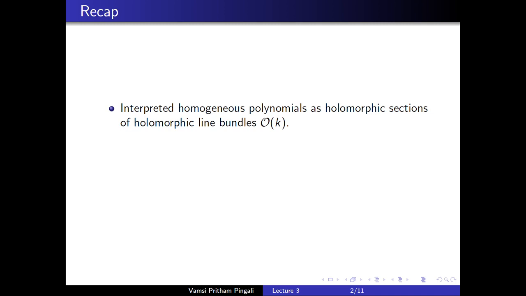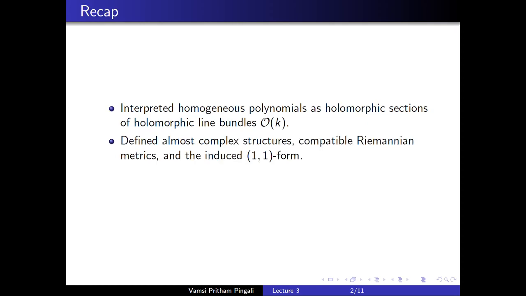O(k) is simply O(1) tensor product with itself k times. And O(1) is the dual of the tautological line bundle. The tautological line bundle has a very simple description. Well, what is CPN? Simply the collection of lines through the origin. So to every line, associate the one-dimensional vector space represented by that line.